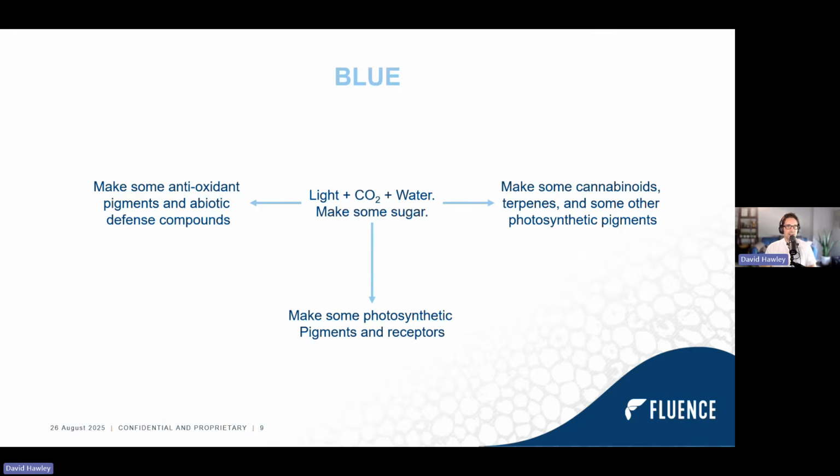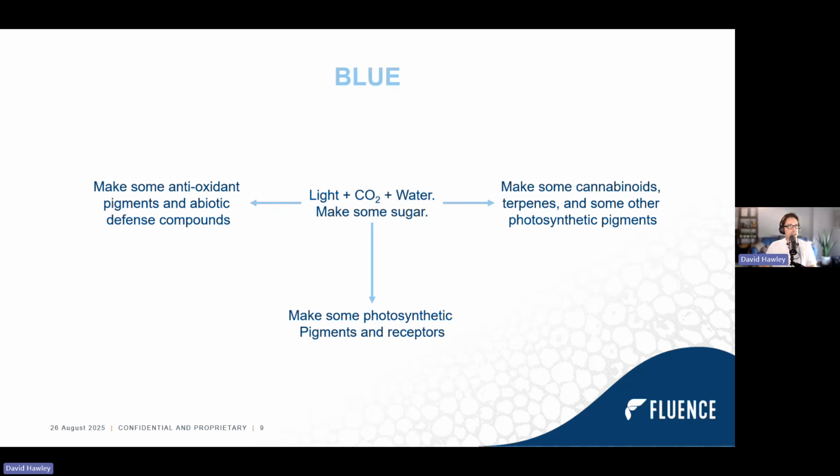On this next slide, I have a very simplified view of overall plant metabolism, right? So square one, you take some light and you use that light energy to fix CO2 out of the air and some water, and that makes sugar. That sugar is metabolized in the plant cell the same way that sugar is metabolized in our cells. In the case of plants, though, it can make photosynthetic pigments and some other receptors.